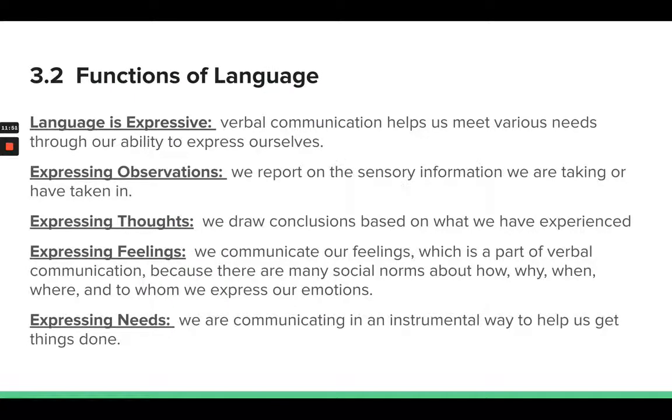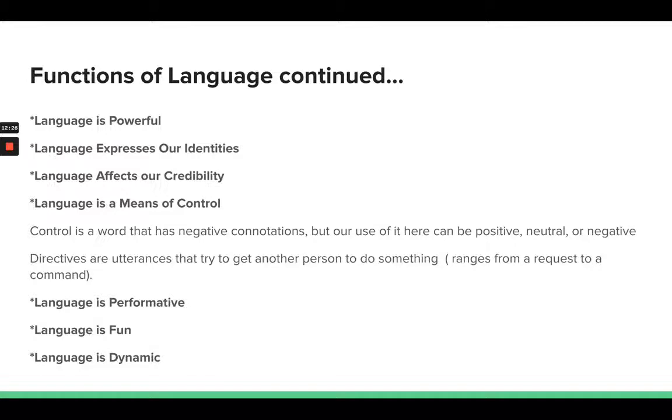So functions of language. Language is expressive. Verbal communication helps us meet various needs through our ability to express ourselves. We express observation. We report on the sensory information we are taking or have taken in. And we are able to express thoughts. We draw conclusions about the experiences that we have. We can express our feelings. We communicate our feelings. That's part of social norms about how, when, where, and whom we express our emotions. We don't express all of our feelings to everyone at all times, or we shouldn't. And needs. We're able to express our needs to others in order to get things done.